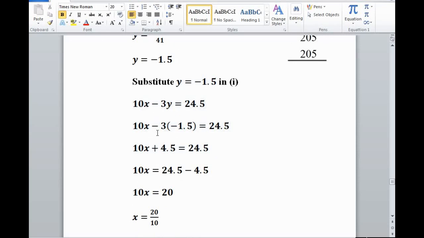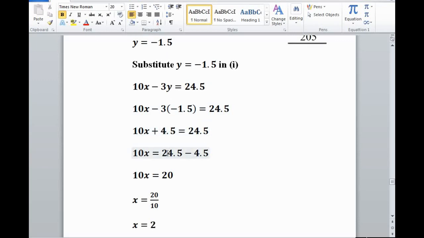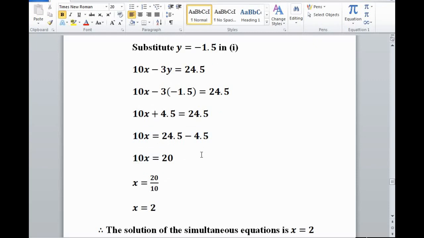So this equation becomes 10x minus 3 into minus 1.5 equals 24.5. Next step is to take the product of negative 3 and negative 1.5. The product is positive 4.5. Let's take this positive 4.5 from left to the right side in the next step. So this equation becomes 10x equals 24.5, and positive 4.5 becomes negative 4.5. Subtract 4.5 from 24.5, so we get 20.